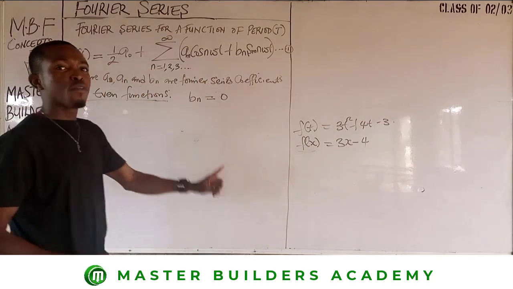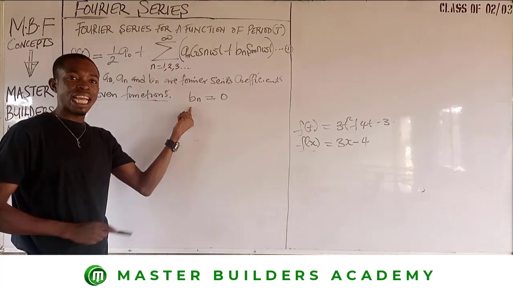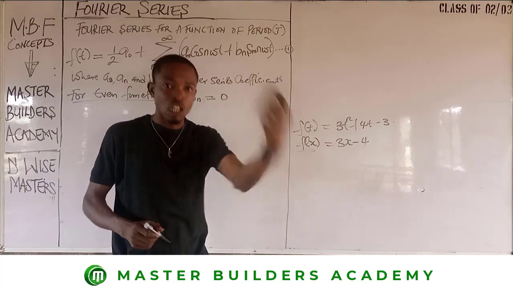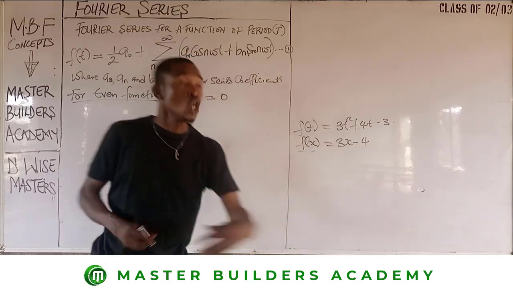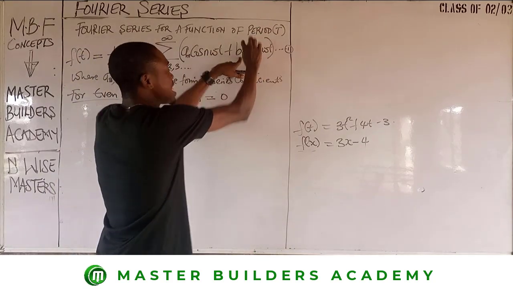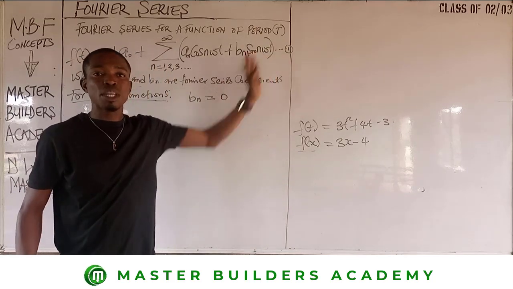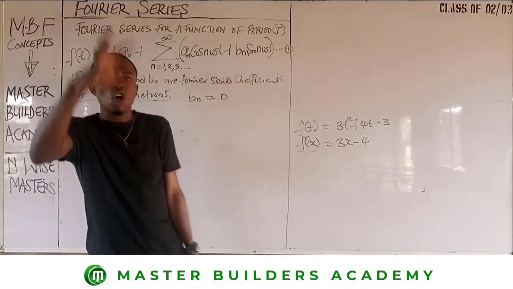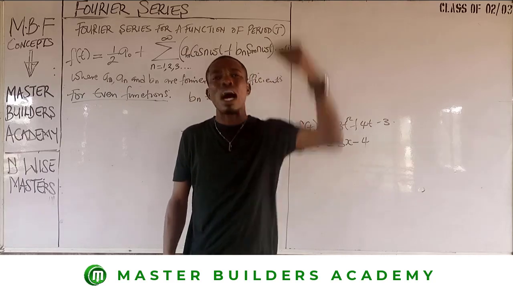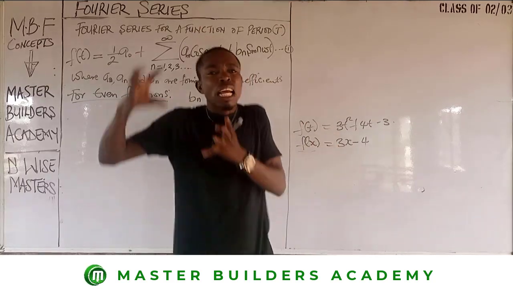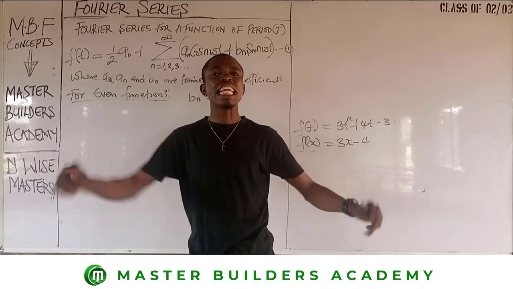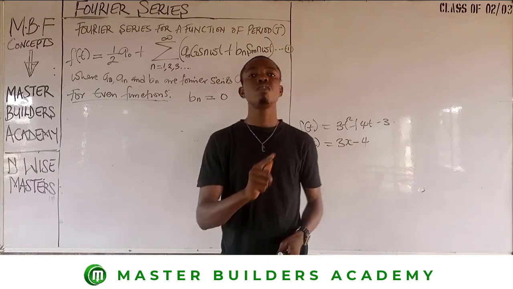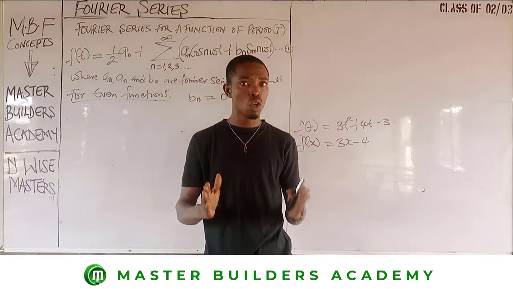So for every even function, Bn will always be equal to 0. Remember that Bn is a coefficient. So when Bn is equal to 0, when you put in 0 here, this term of sine becomes 0. So you will be left with cosine terms only. It dawns on you now that anytime you are dealing with even functions, only cosine terms are present. I hope I begin to blow up your mind already, right?